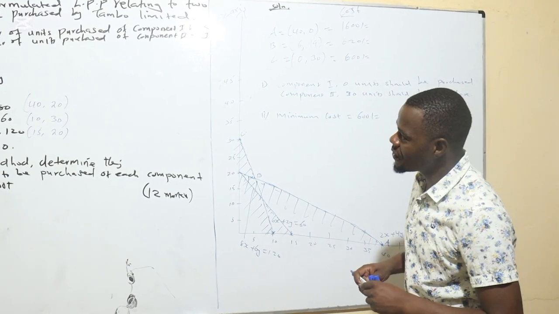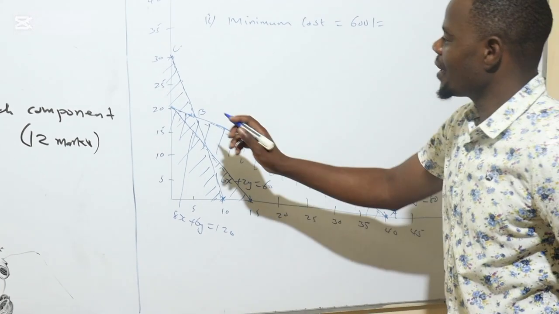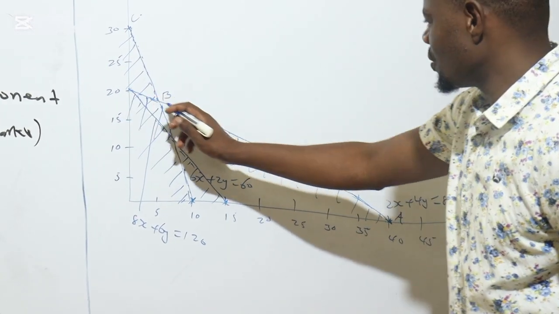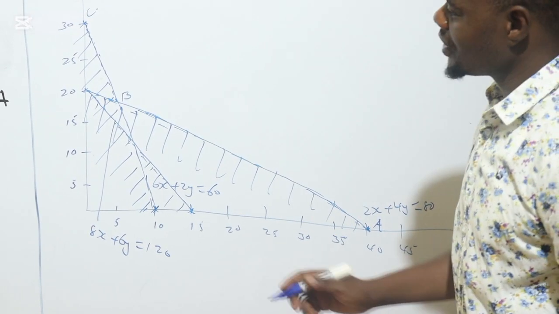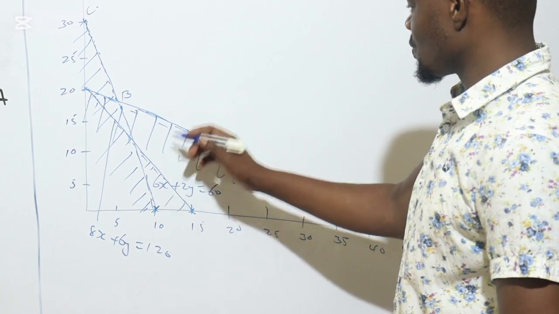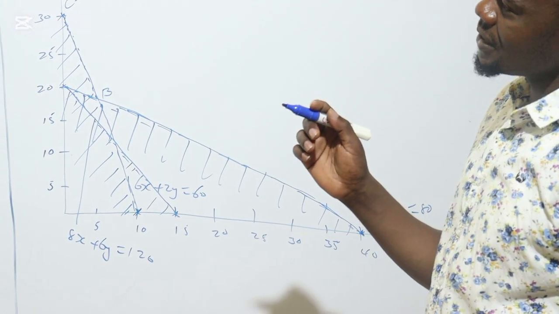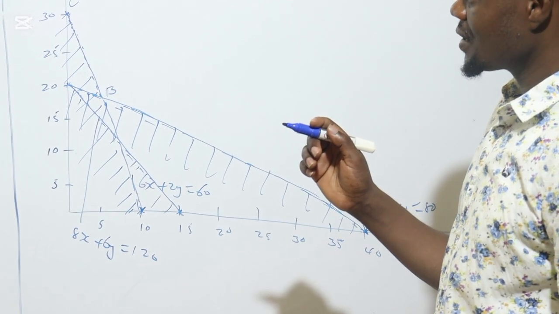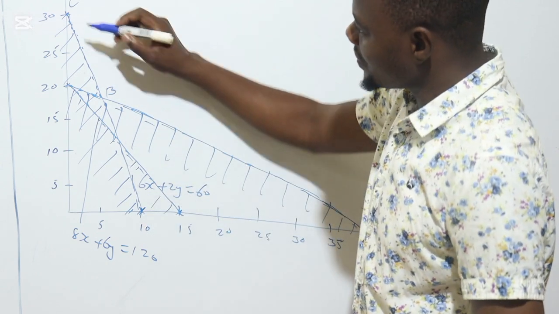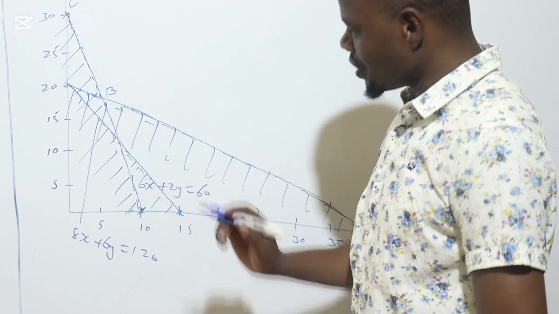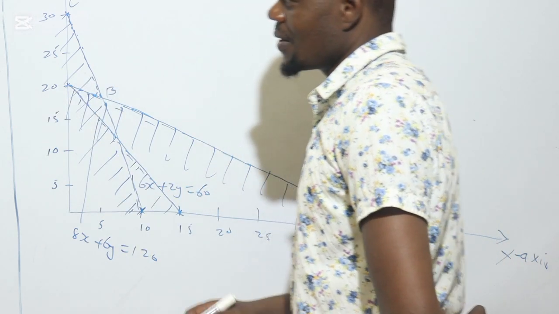For the first constraint, remember x is 40, you can see I've marked 40 here, and y is 20, and I've marked 20. Then join using a full line. But since it is cost minimization, it is the lower part that we don't want, so I've shaded the lower part. The second constraint is 6x plus 2y greater or equal to 60. Remember, x is 10, this is where I marked 10, and y is 30 here. Join those two points using a full line, then shade the lower part.